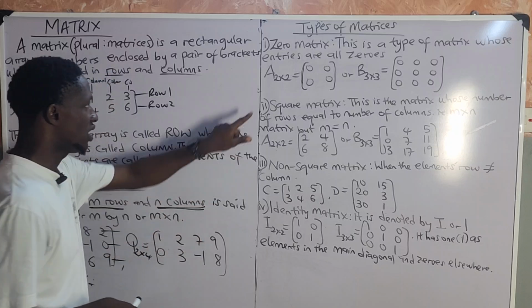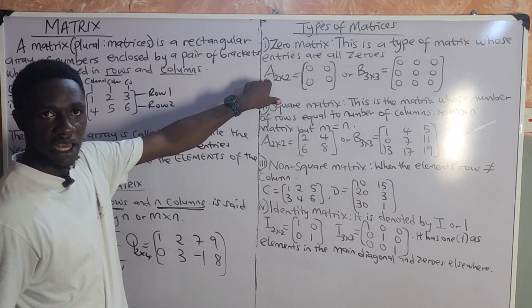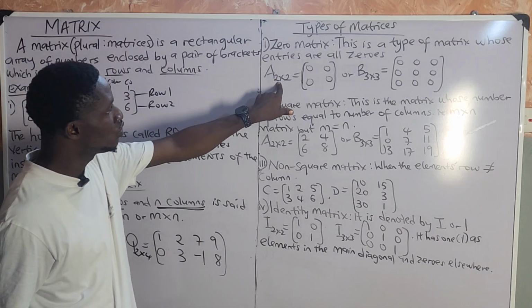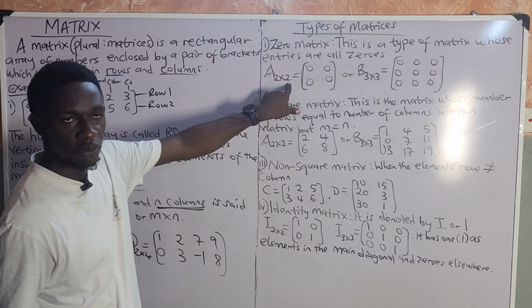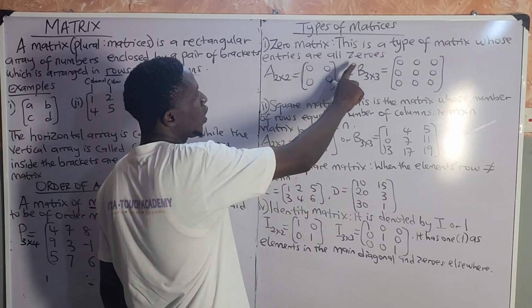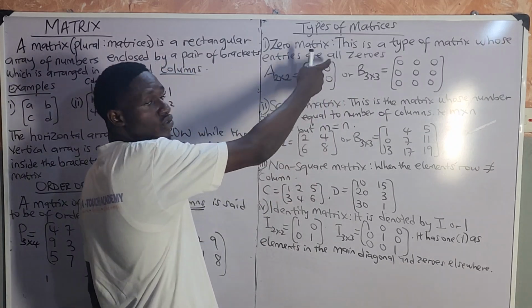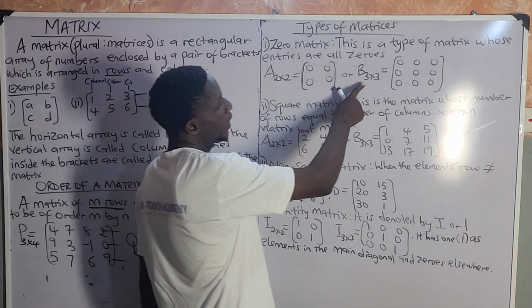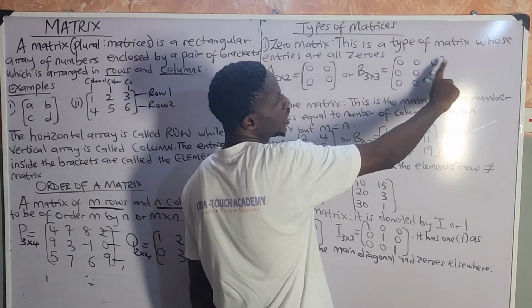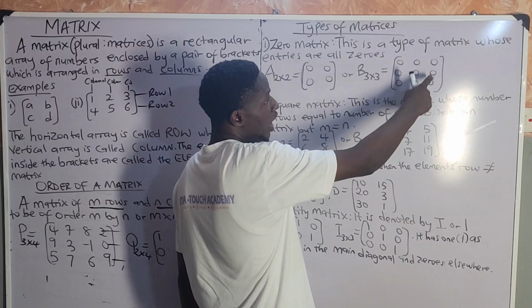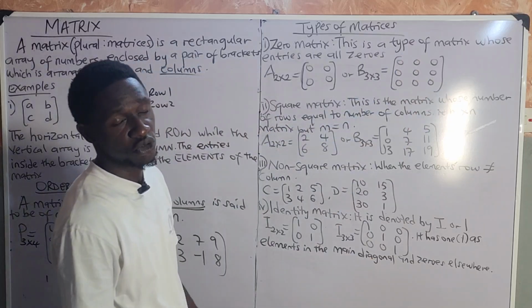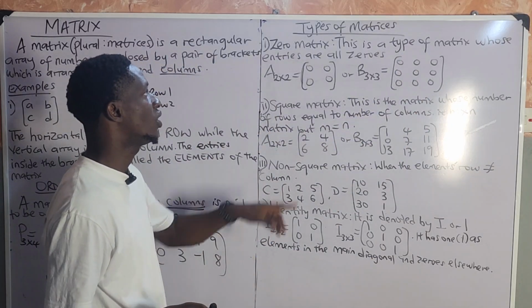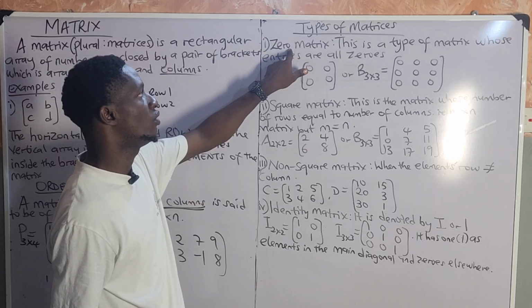Remember what we did here. This A is matrix A, and this T means 2 rows, 2 columns. You can say I have 2 rows, 1, 2, and 2 columns, 1, 2. So that is why the order is 2 by 2. Then we have 3 by 3. You can see we have 3 rows and 3 columns, and all the entries there are 0. So when all the entries are 0, it is referred to as a zero matrix.